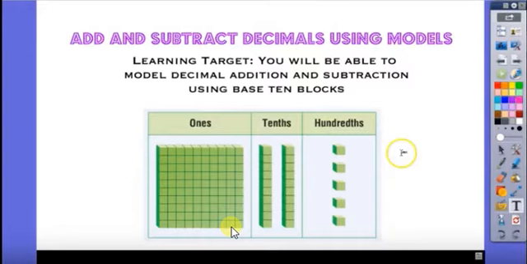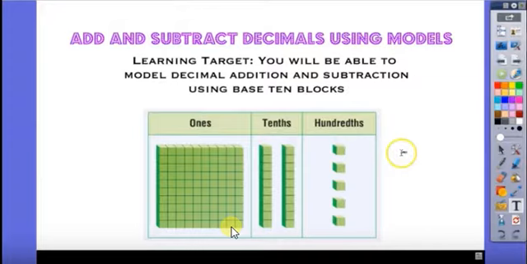So let us talk about addition and subtraction of decimals by using models. In this case, we are going to use base 10 models. Your learning target in this case would be that you should be able to add and subtract decimals by using base 10 blocks.